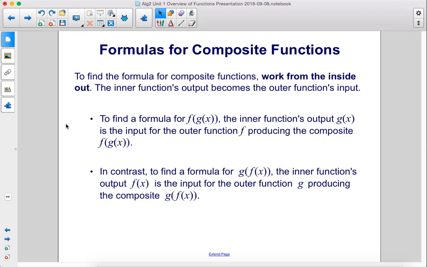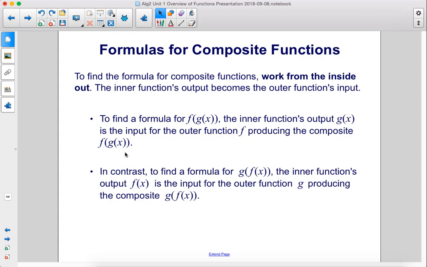To find the formula for composite functions, work from the inside out. The inner function's output becomes the outer function's input. To find a formula for f of g of x, the inner function's output, g of x, is the input for the outer function f, producing the composite f of g of x.